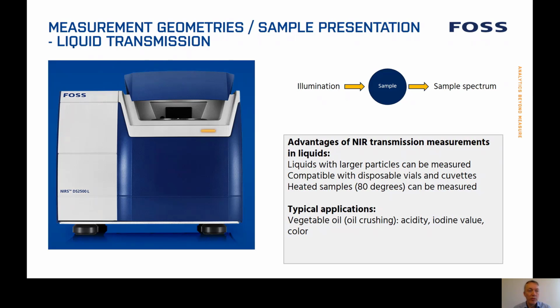Typical applications of liquid transmission is vegetable oils for oil crushing, and parameters could be such as acidity or iodine value. And furthermore, the color of the sample will also be accessible with liquid transmission.